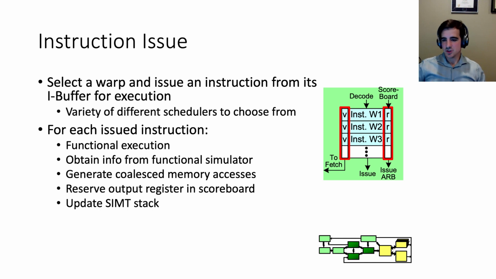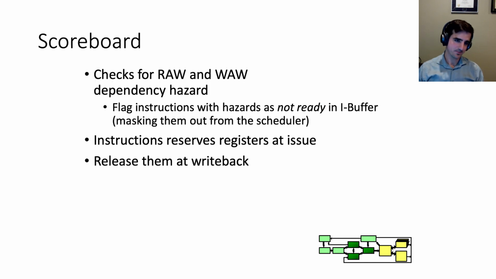If it is a branch instruction, then we have to figure out which threads are going to go which way. And we do all of that when we issue the instruction. So after issue, you sort of know what the result of the instruction is, what the result of all the branches are, and then it will flow through the timing model to figure out how long this instruction actually takes.